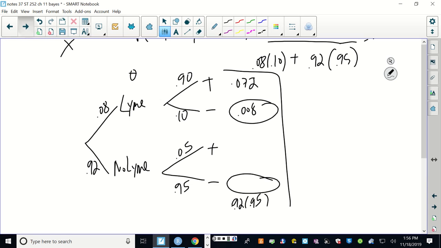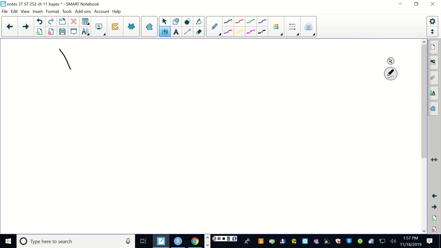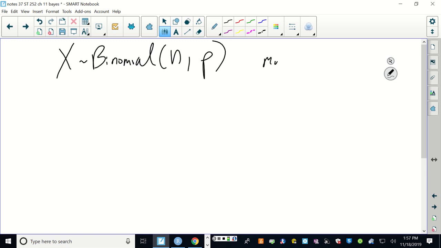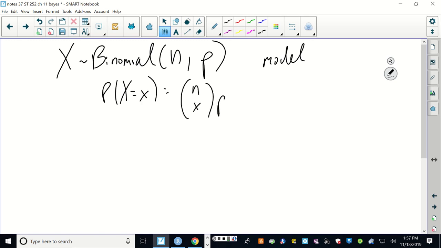And so in the case that our data come from a binomial distribution with n trials and a probability of success p, this is our model. So the probability that x equals something is a binomial probability formula: n choose x, p to the x, 1 minus p to the n minus x. P is a probability between 0 and 1. And x is a count, 0, 1, 2, up to n.